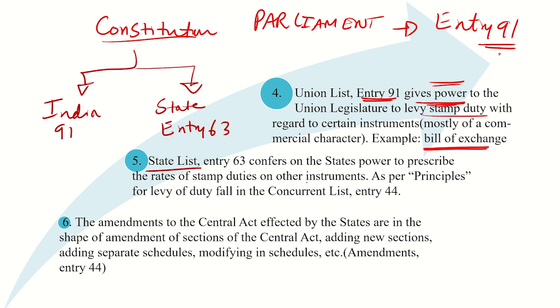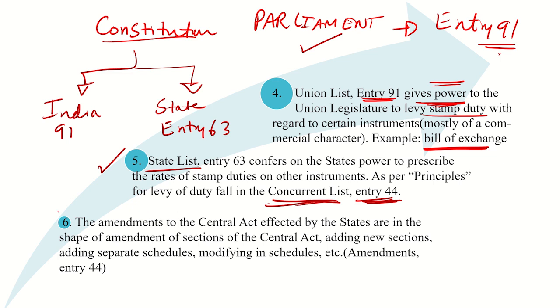There is also one more list we call the Concurrent List, and there we have entry number 44. If somebody asks you, can the state and center together levy stamp duty? Yes, and that is the Concurrent List, entry 44. The Government of India can make law to levy stamp duty. The different state governments in India can levy stamp duty according to entry number 63 of the Constitution of India. Also, under the Concurrent List, both the center and state together can make laws relating to stamp duty.